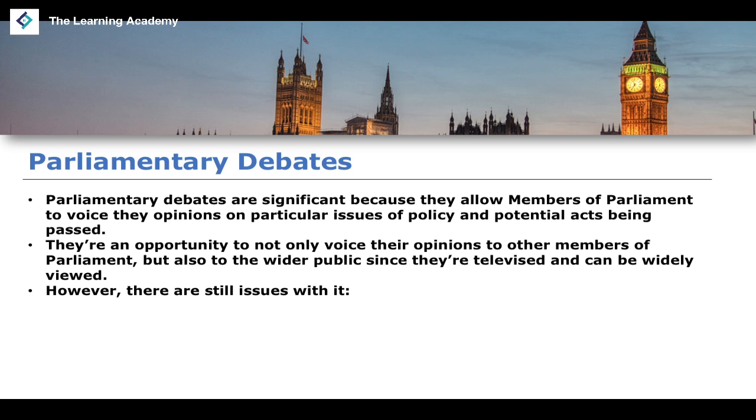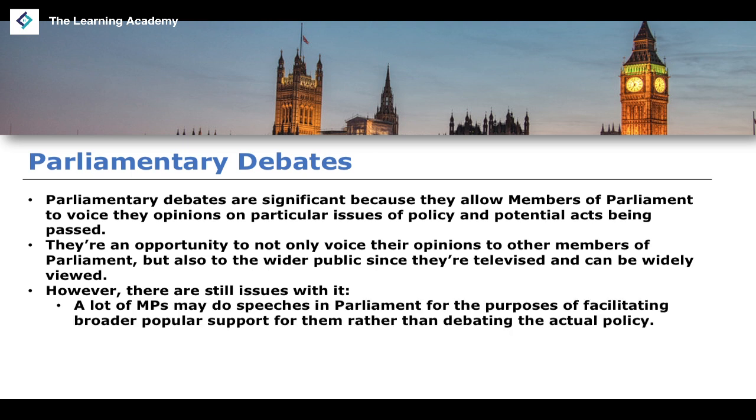However, again, just like with the method of Prime Minister's questions, it is not always as effective as you might first think. A lot of MPs do speeches in Parliament during parliamentary debates, again for the purposes of facilitating broader popular support for them, because they know there's a lot of eyes on the particular issue and they're being televised, rather than actually debating the policy.